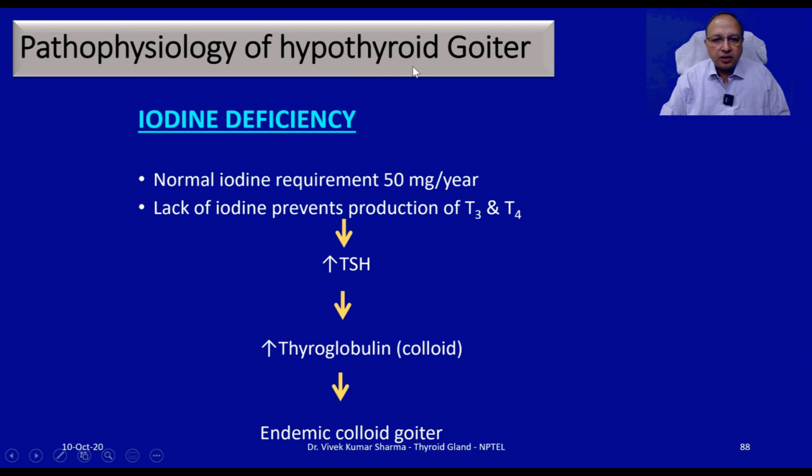So what is the pathophysiology of the hypothyroid goiter? If there is iodine deficiency, the lack of the iodine will cause incessant stimulation of the thyroid stimulating hormone release from the anterior pituitary, and that will stimulate the thyroid gland, and there will be increase in the thyroglobulin synthesis within the colloid, and that might look like a big hump.